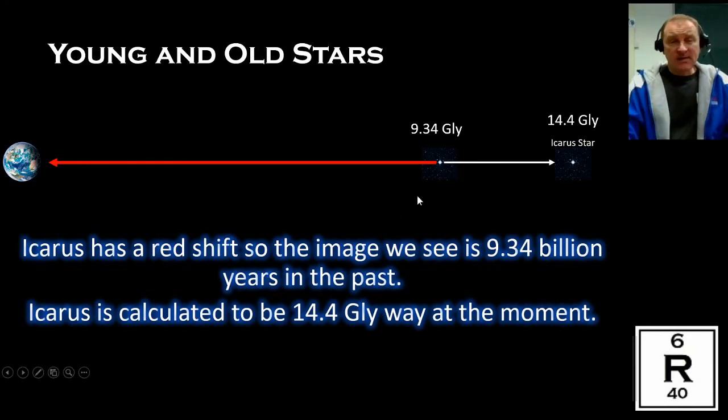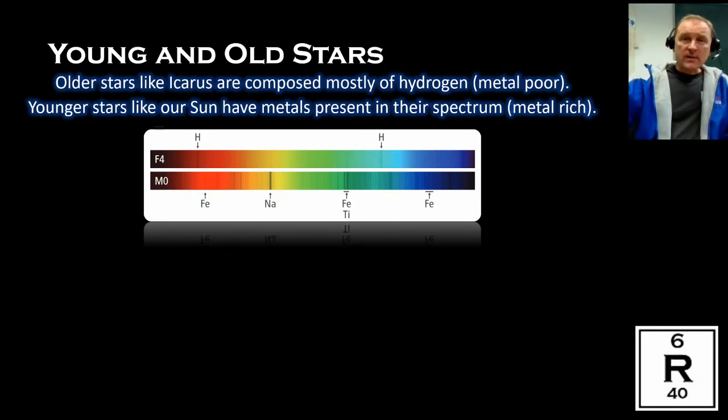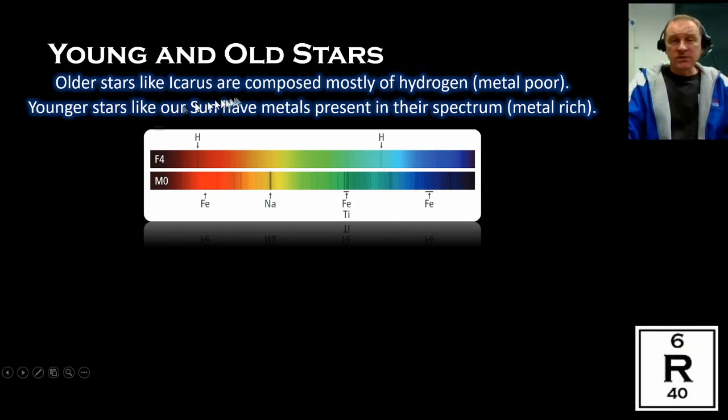So having said that, the older the stars are, like Icarus, it's very far away, and we're looking at a very old star. The image took a long time to get to us. We're looking far into the past. So older stars like Icarus are composed mostly of hydrogen. We can look at the spectrum of light and break down the spectrometry, and we can see what elements are in there. So the older stars we see are composed of hydrogen. We call these metal poor. These stars are metal poor.